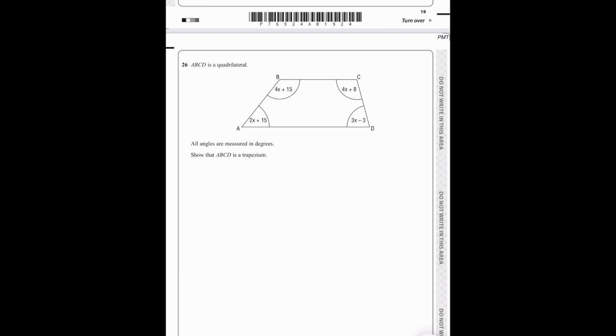ABCD is a quadrilateral. All angles are measured in degrees. Show that ABCD is a trapezium. Now we know the total of any quadrilateral is 360 degrees. So we can begin by finding the value of x.